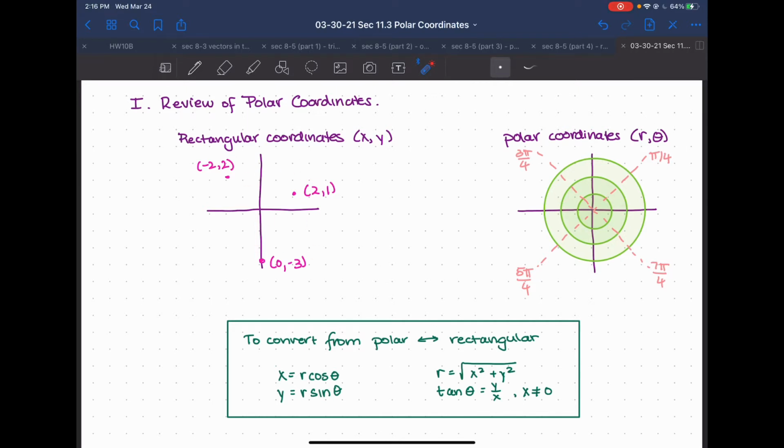Polar coordinates, instead, are given in the form r, theta. So, for instance, if I had this point right here, if we assume that we're counting by ones on the axes, then we can see that this point lies on a circle with a radius of 2, so its r coordinate is 2, and we can see that it lies on the angle pi over 4, so we can call this point (2, pi over 4).